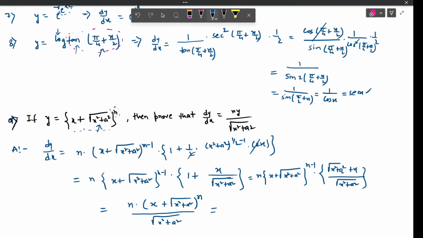Now y is x plus root under x square plus a square whole to the power n. So this is y. So this would be n into y by root under of x square plus a square. Okay. So I think you got the logic of how to solve this type of question. Now let's see another question.